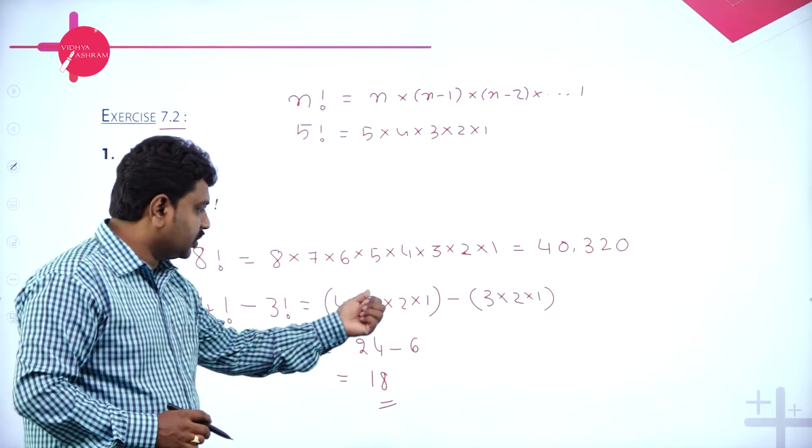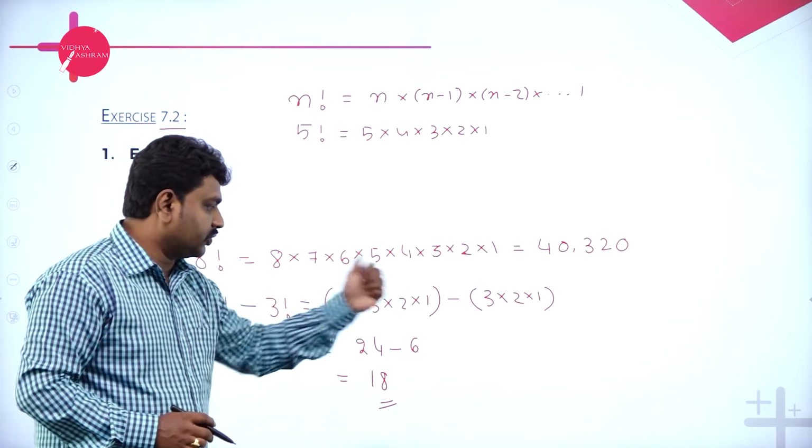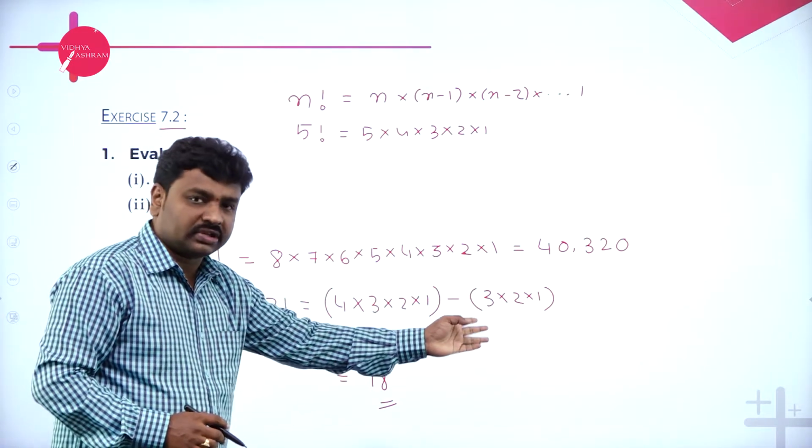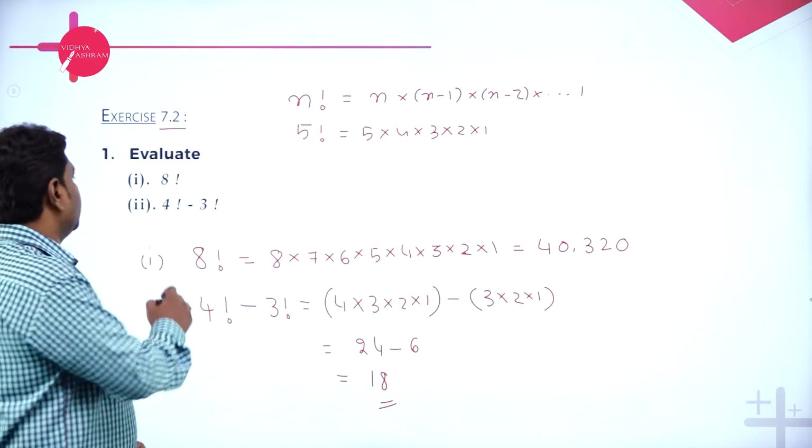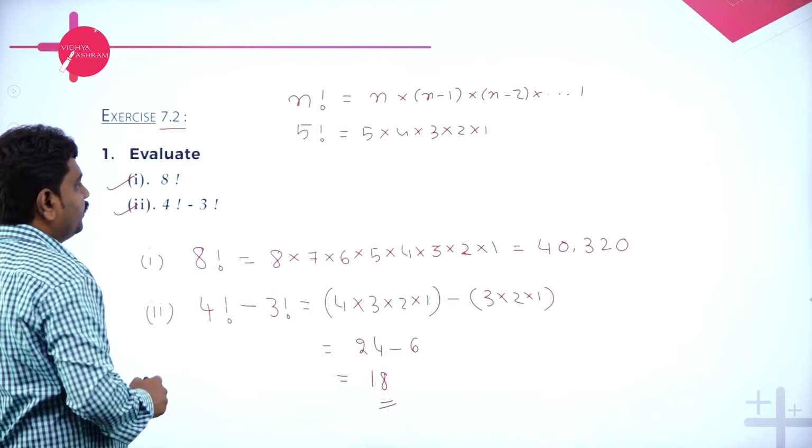You can write it like this. First find 4 factorial. What is 4 factorial? 4 into 3 into 2 into 1. 4 3s are 12, 2s are 24. Then 3 factorial, 3 into 2 into 1. 3 2s are 6, 1s are 6. So 24 minus 6 gives you 18. So we have done these two.